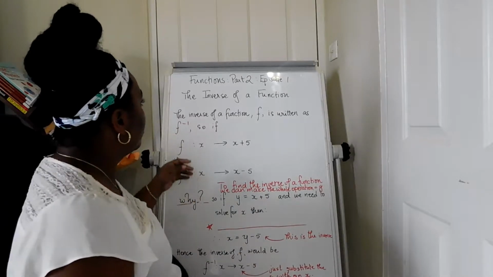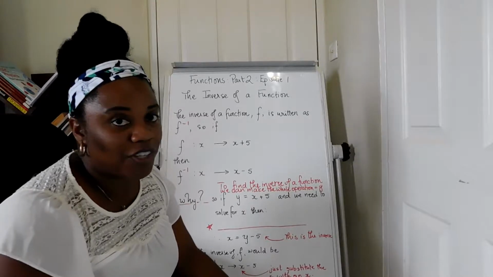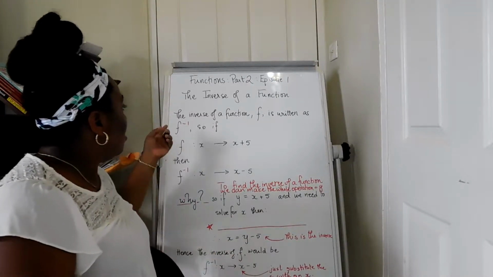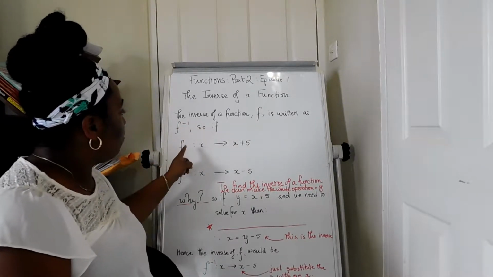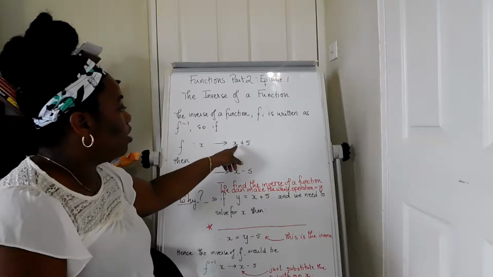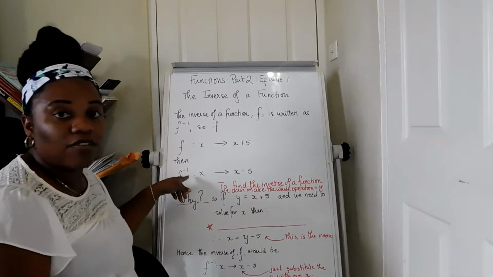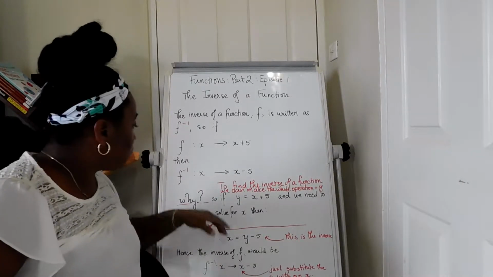So, the inverse of a function. Now we're moving on to the inverse of a function. The inverse of a function f is written as f to the minus 1. So if f of x is equal to x plus 5, then the inverse of f will be equal to x minus 5. Okay?